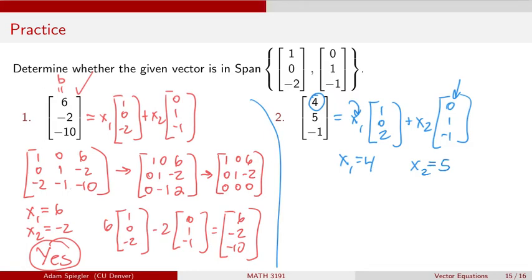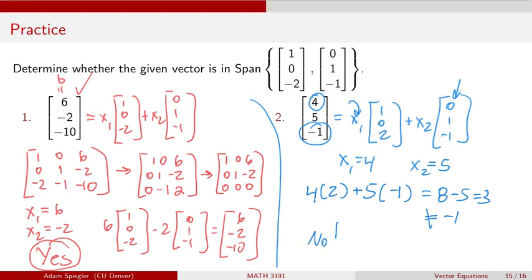So that's going to give me the first two coordinates, the 4 and the 5. The question is, is that going to wind up giving me a -1 in the third component? So for the third component, I would take my 4 times 2, and then I'm going to add to that my x2, which happens to be 5, times -1. So this is going to give me 8 minus 5 is equal to 3. So this does not give me -1. So here I can see that this vector does not sit in the span of the vectors 1, 0, -2, and 0, 1, -1.